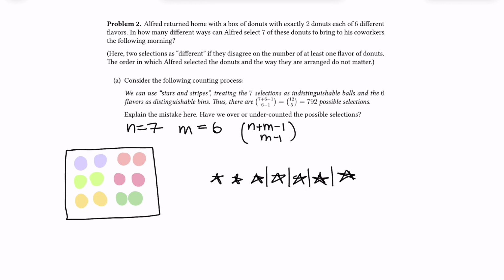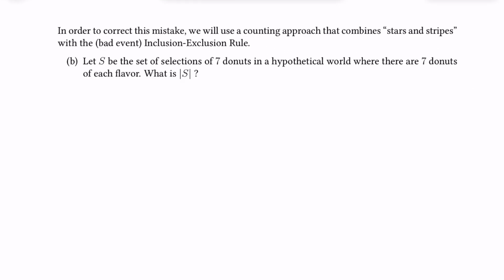Okay. So the way that he does it, or she or they, actually overcounts the number of possible selections because they don't take into account the fact that this person only has 2 of each donut. Alfred can't do something like this, where they only choose 7 of the first donut and none of the rest. So clearly that approach didn't work. So let's try a new one that does.